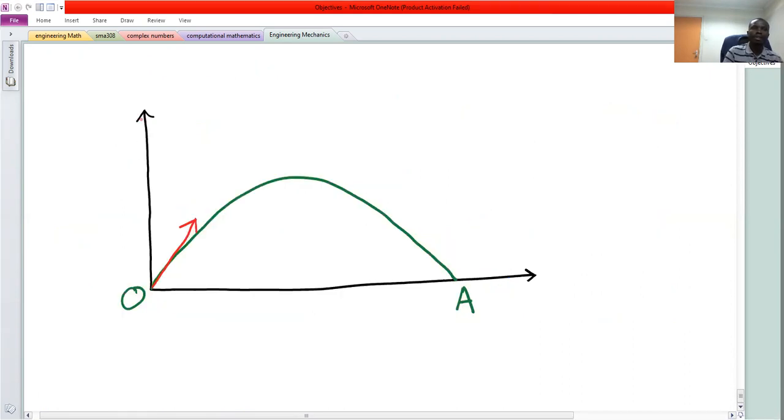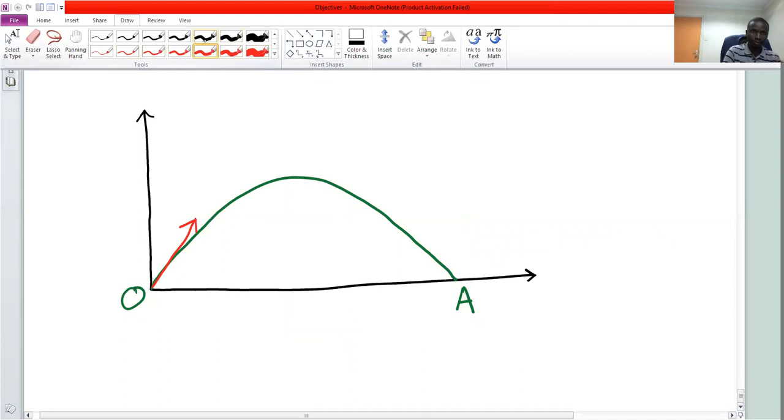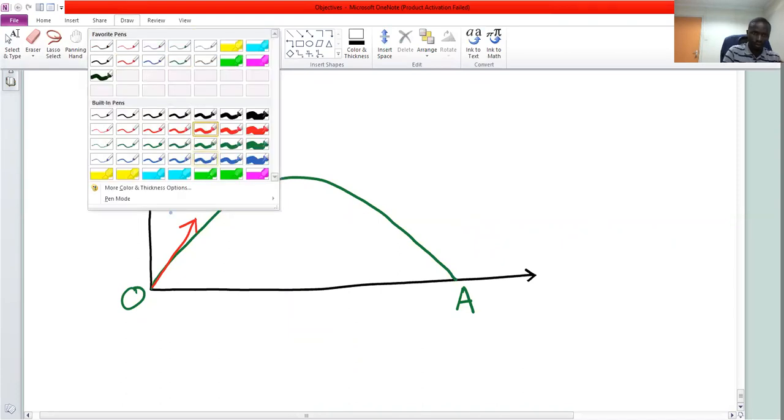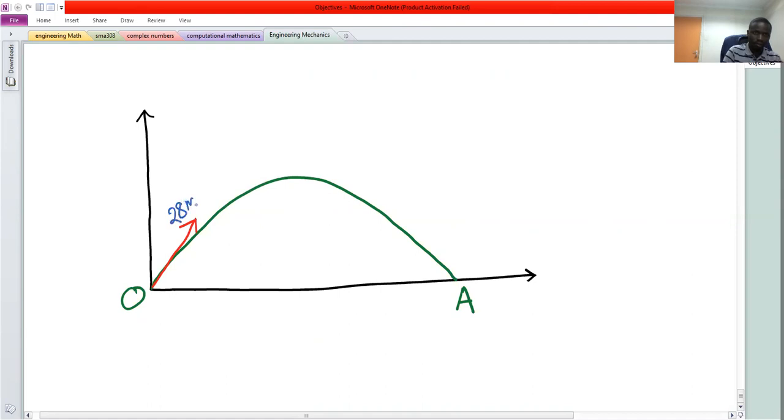So this is a vertical, and then this is horizontal. So let this be the trajectory of the particle or the projectile. So I've been told that the initial velocity for this particle, the velocity with which the particle is projected, is 28 meters per second. So this is our U, and this angle here is 30 degrees. So this is our alpha.